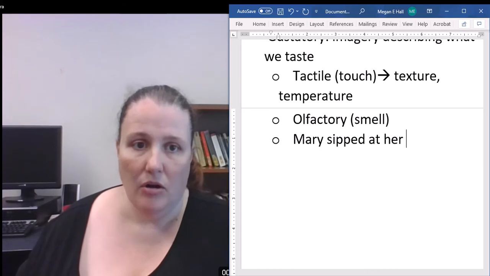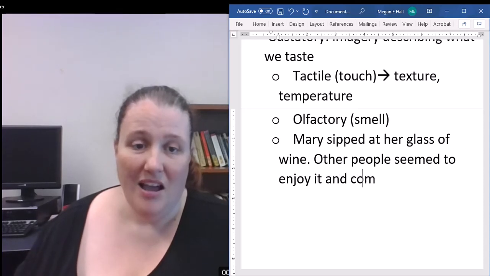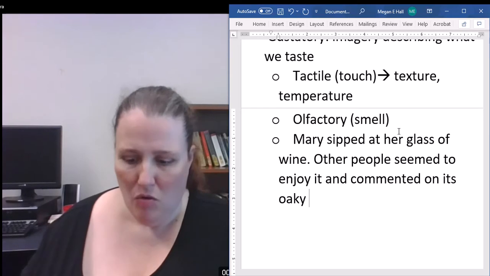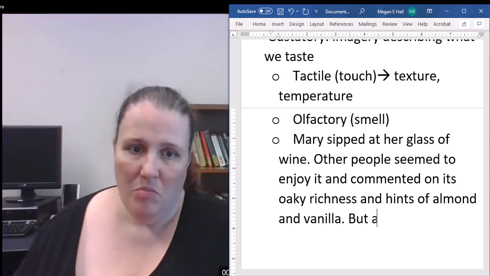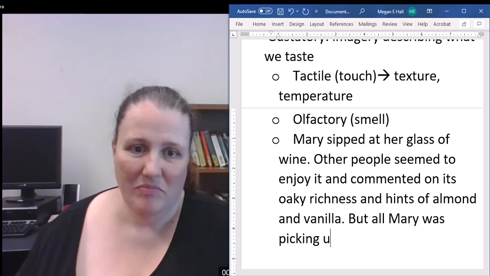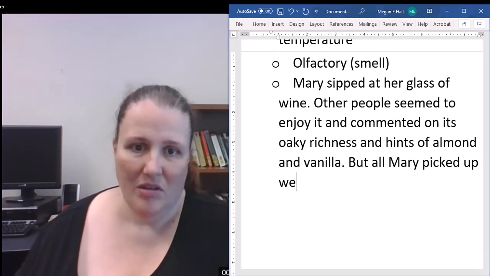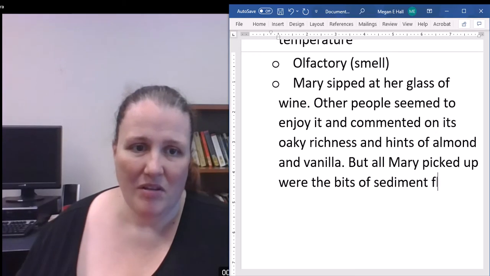Mary sipped at her glass of wine. Other people seemed to enjoy it and commented on its oaky, I don't drink wine, so I'm thinking here, oaky richness and hints of almond and vanilla. But all Mary was picking up were the bits of sediment floating at the bottom of her glass.